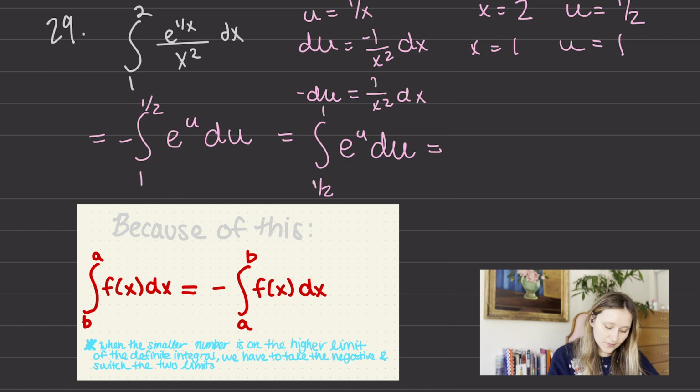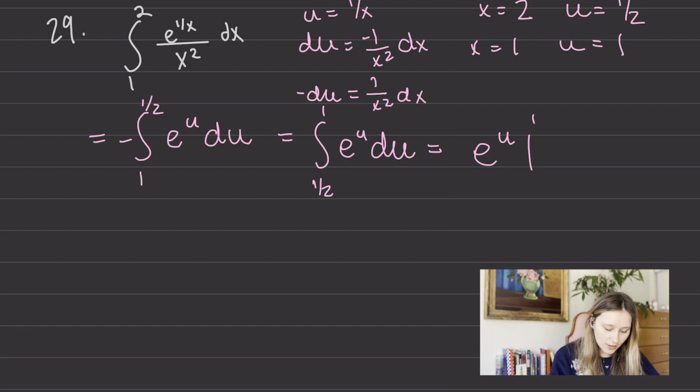So let's just solve this. Anything e to the u is going to be e to the u, evaluated at 1 and 1/2. We get e to the first minus e to the 1/2.